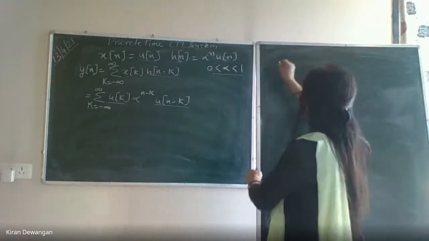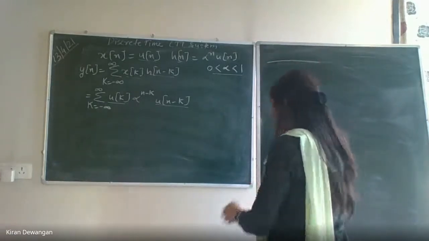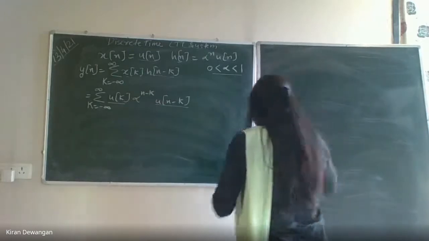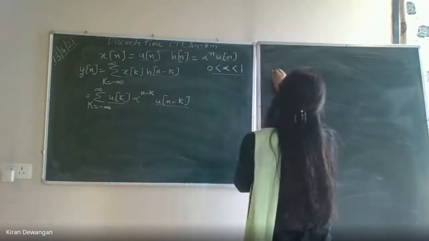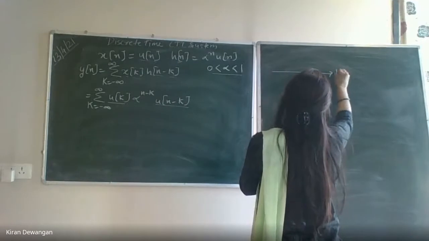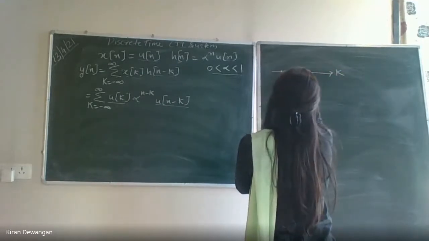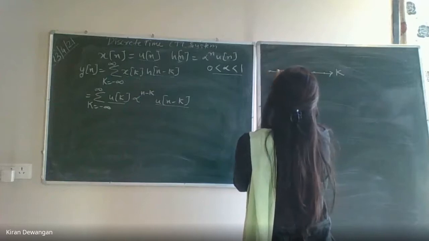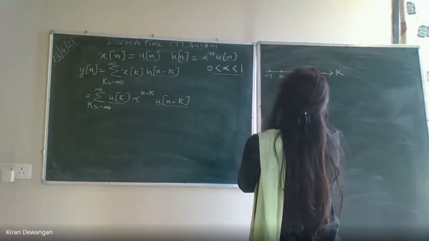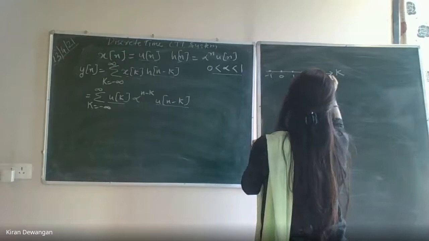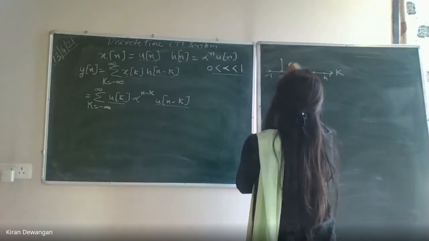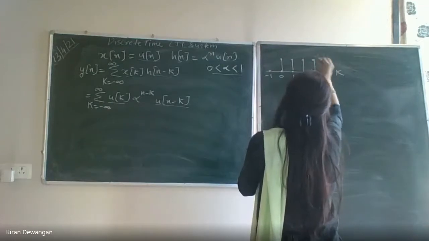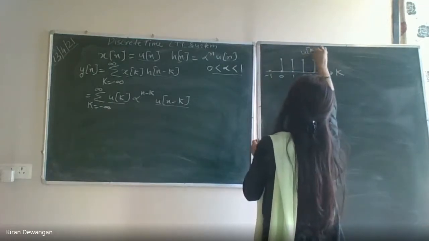Okay? So if I plot u of k, then my u of k will be plotted like this: -1, 0, 1, 2, 3, 4. U of k will be plotted like this, for the positive side. So this is going to be my u of k.